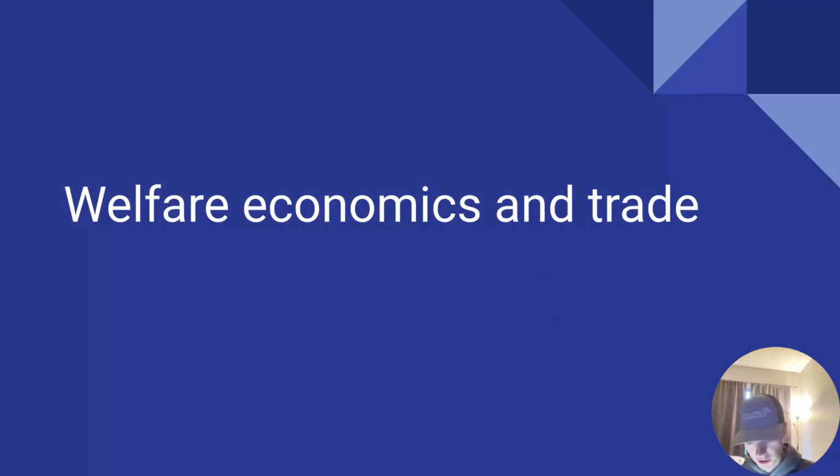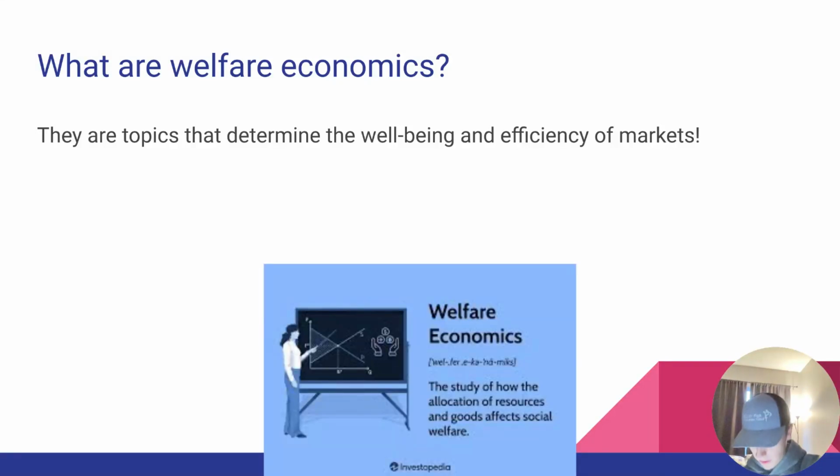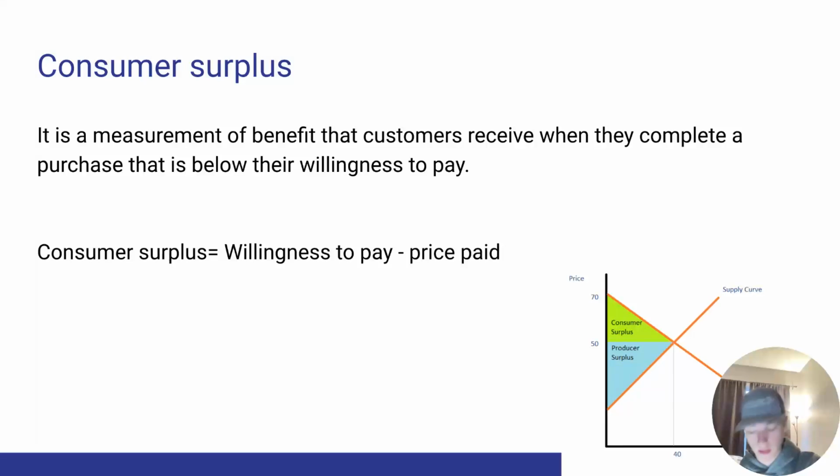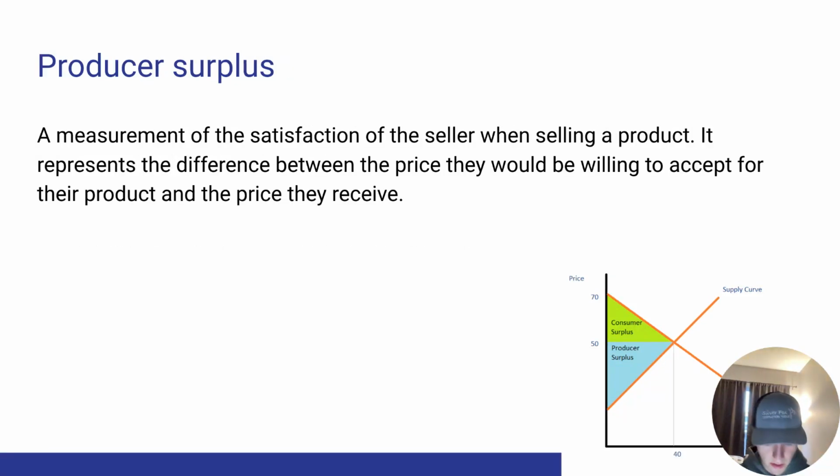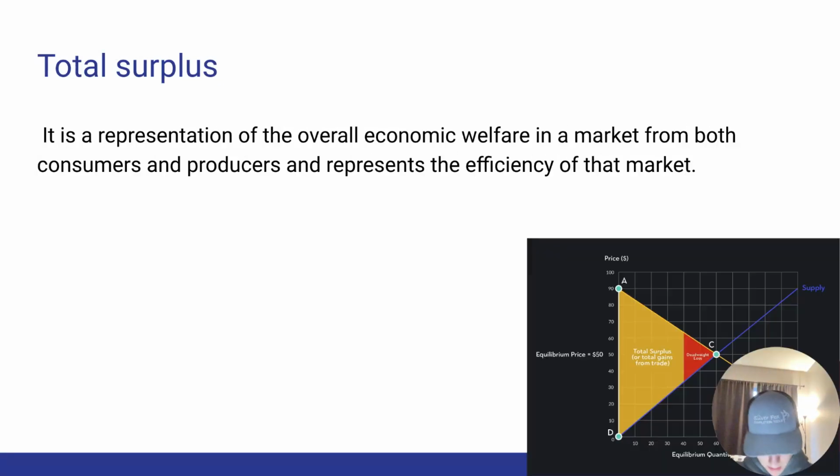Welfare economics and trade. Welfare economics are topics such as consumer, producer, and total surplus that help determine the economic health of society. Consumer surplus is a measurement of benefit that customers receive when they complete a purchase that is below their willingness to pay, otherwise known as the maximum price you are willing to spend. When the price of that product is lower than the willingness to pay, we gain a benefit from saving some money that we were willing to spend.